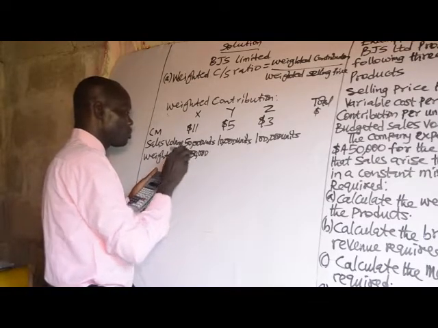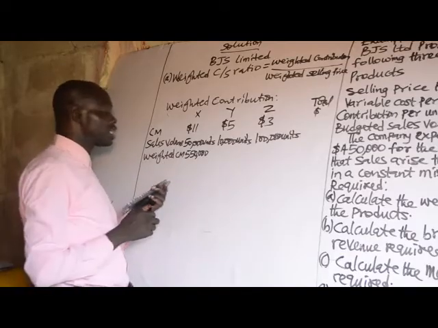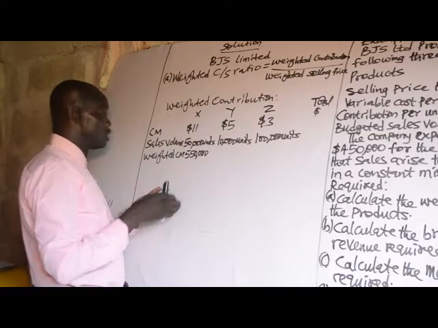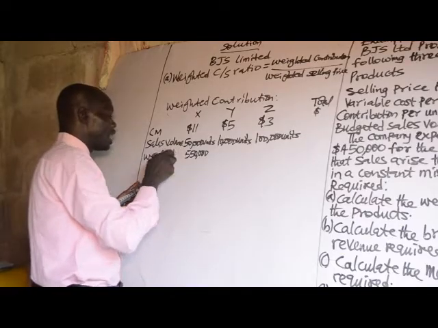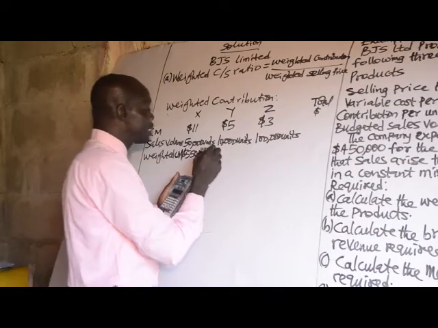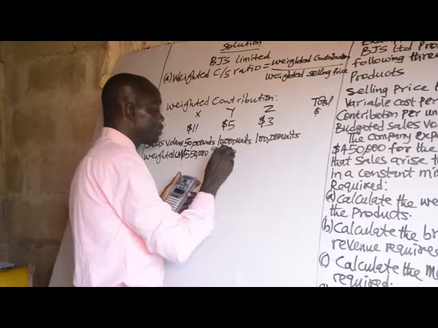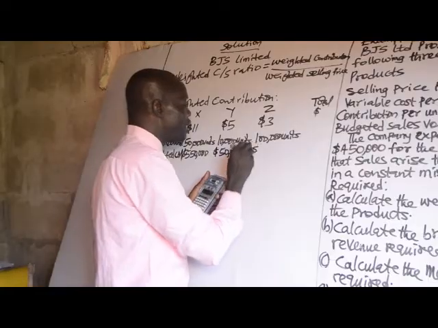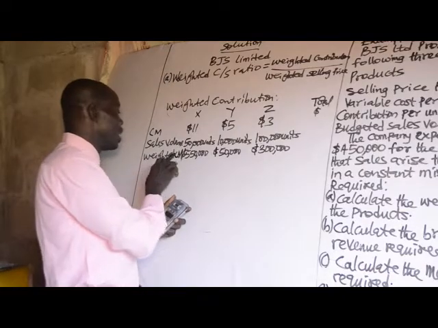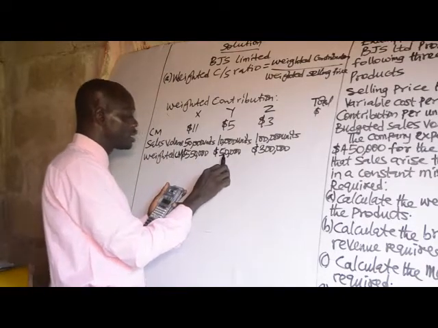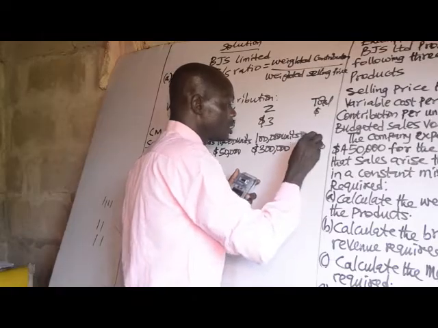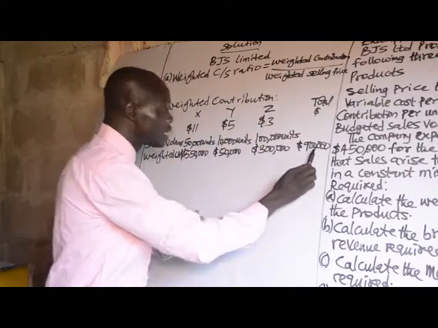$550,000. I've told you that where sales mix is not given, the weighted contribution is the same as calculating the total contribution. So we have $550,000 weighted CM. Then 5 times 10,000 gives us $50,000. Then 3 times 100,000 gives us $300,000. What is the total weighted CM? 550,000 plus 50,000 is 600,000, plus 300,000 gives us 900,000. Therefore, the total weighted CM is $900,000.